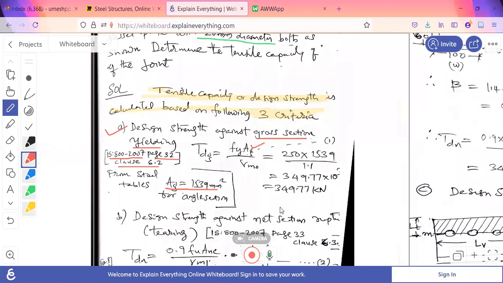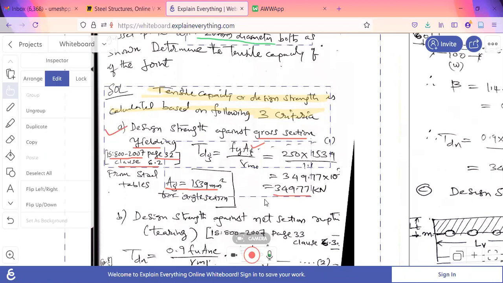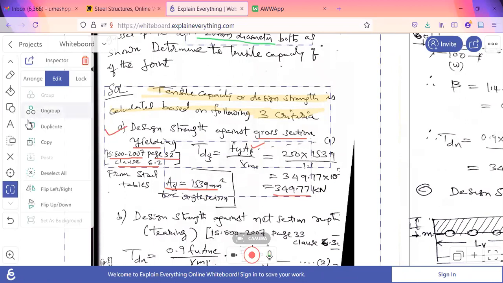Now, very simple formula. First one is TDG: Fy into area of the angle section, which is given in the steel table, 1539. Remaining values you substitute, 349.8 nearly. I got TDG as 349.8. Very simple expression, as you can see here.